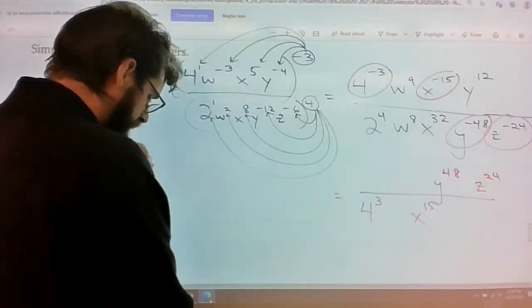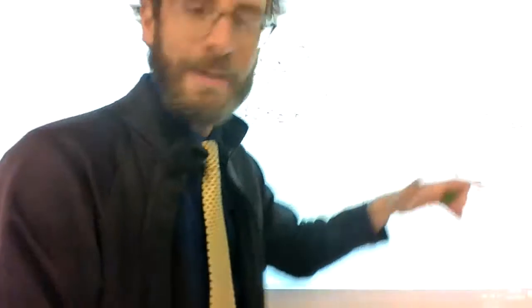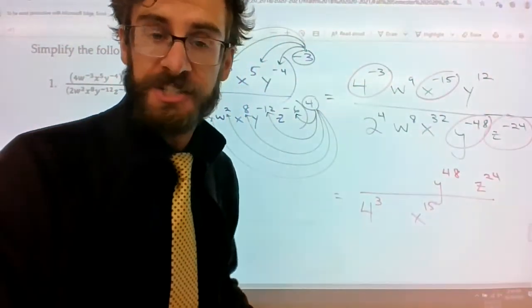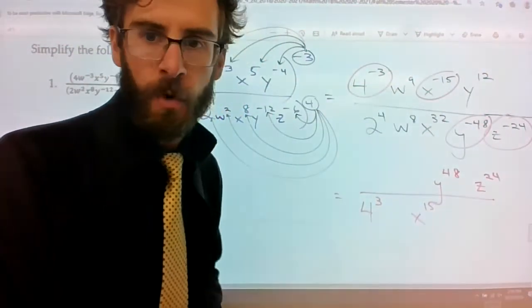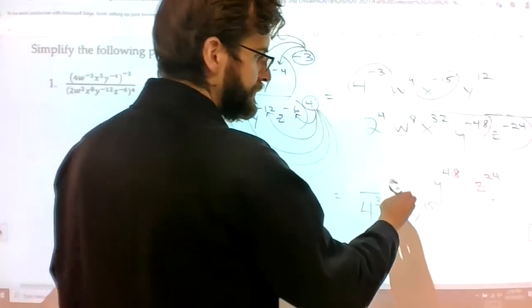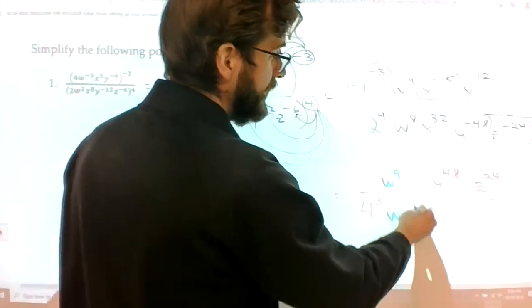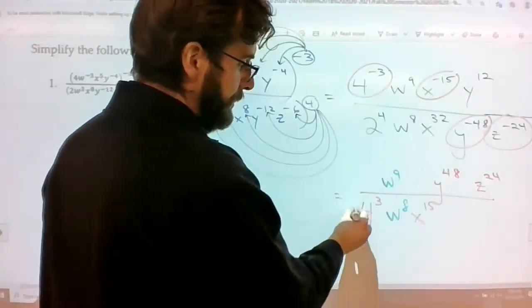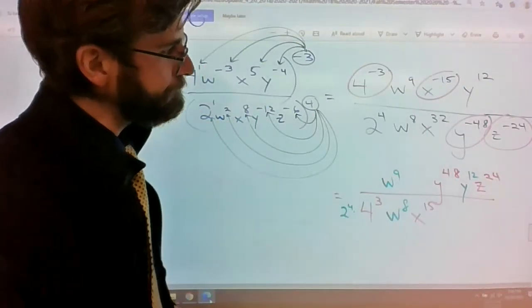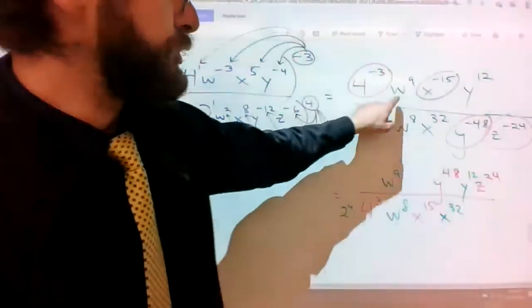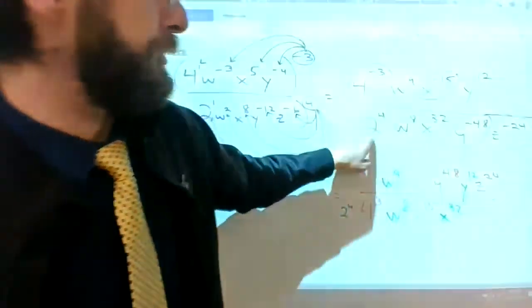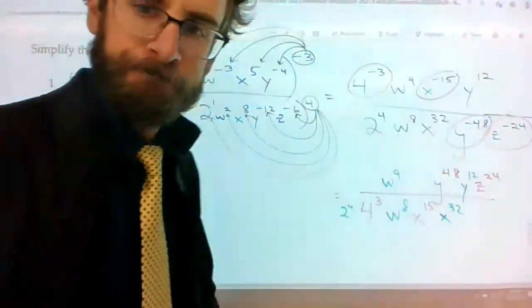Now, I'm going to take these originals and rewrite them where they are, because if it's a positive exponent, it should stay where it's at. So w to the 9, stay up top. W to the 8, stay on the bottom. 2 to the 4, stay on the bottom. Y to the 12, stay on top. And then you've got x to the 32, stay on the bottom. So the 2 positives stay up top, the 3 positives stay on the bottom.